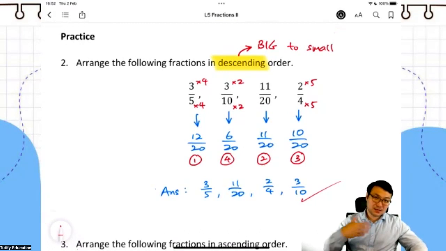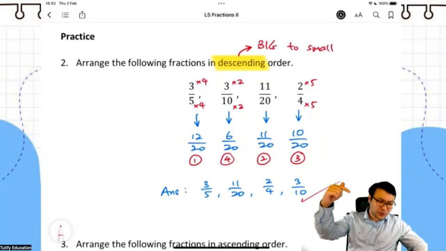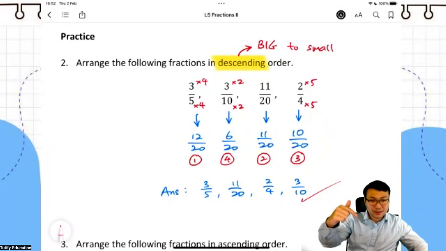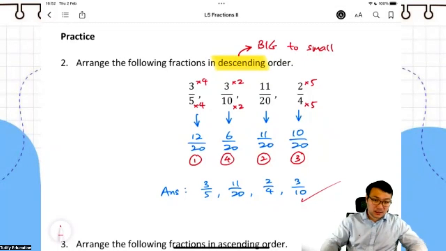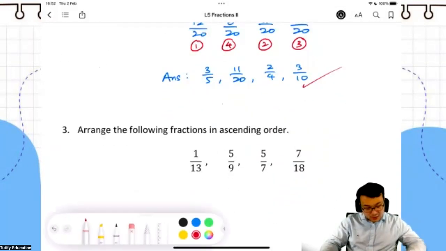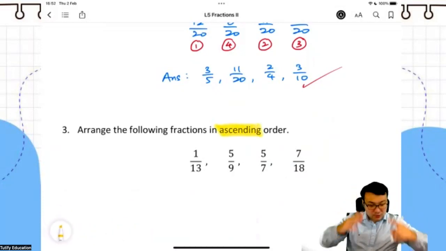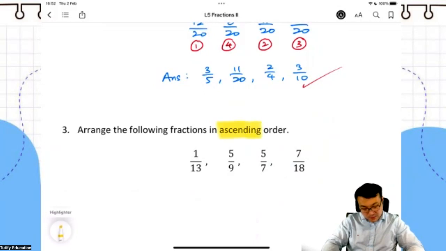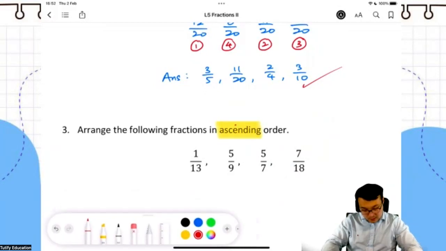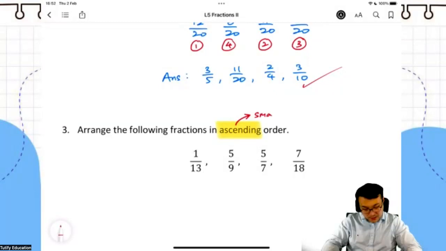So just ask yourself, which one is easier? Should I change the numerator to the same, or should I make the denominator the same? And of course, you must know the meaning of descending. Descending means going, like when you descend a flight of stairs, you're walking from up to down, right? So it's from big to small, okay? Now, ascending is the opposite of descending. When you ascend, you're going from down to up. So that means it goes from small to big.